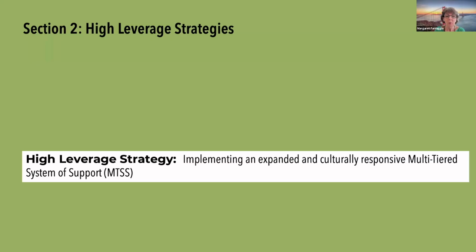For this example, high leverage strategy number 1. A high leverage strategy is an overarching effort that the measurable outcomes fall under, and it's also drawn from the theory of action. This LEA's first and only high leverage strategy is implementing an expanded and culturally responsive multi-tiered system of support. Now let's look at how the LEA plans to implement that strategy.